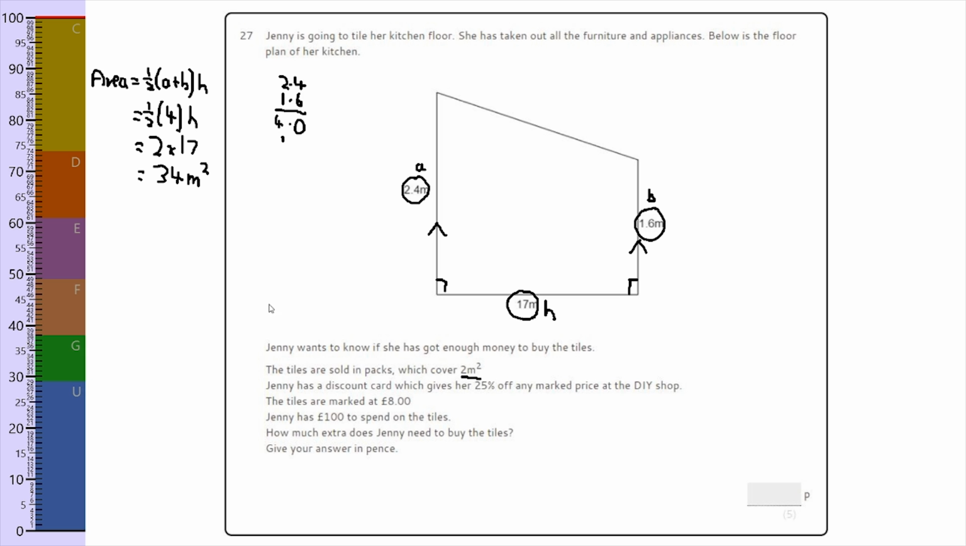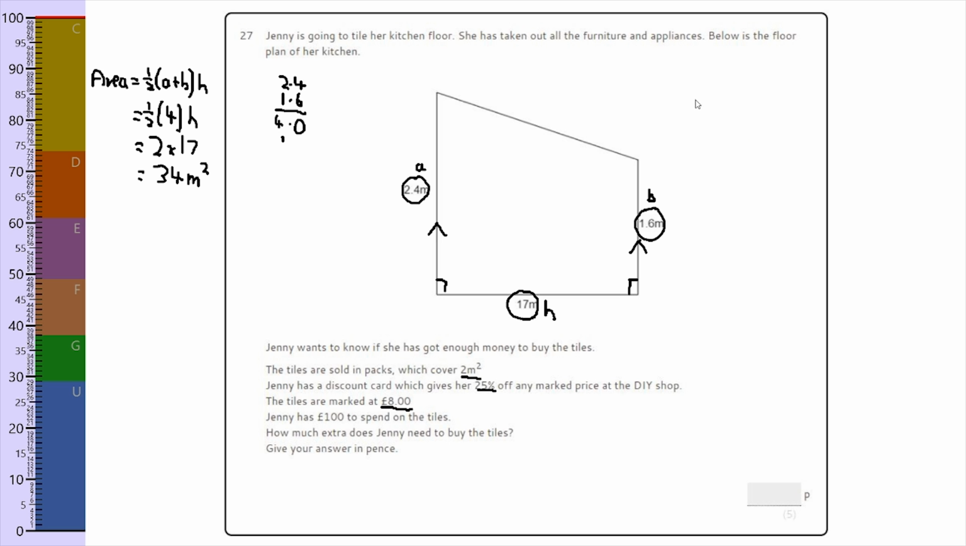So the Jenny's discount cards are 25% off the marked price. They're marked at £8, so there's another bit of the question there. So they're £8, but she gets 25% off. So we need to work out what 25% of £8 is.